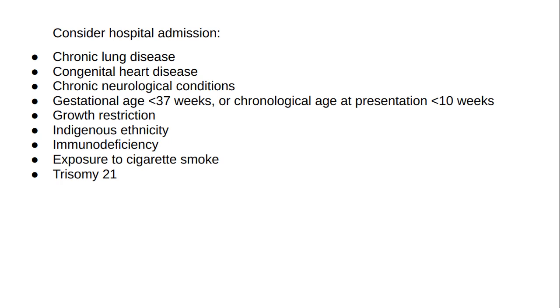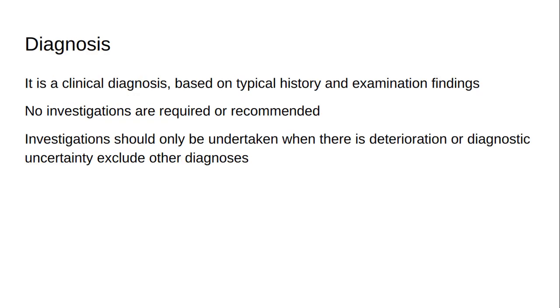Chronic lung disease. Congenital heart disease. Chronic neurological conditions. Gestational age less than 37 weeks, or chronological age at presentation less than 10 weeks. Growth restriction. Indigenous ethnicity. Immunodeficiency. Exposure to cigarette smoke. Trisomy 21. It is a clinical diagnosis, based on typical history and examination findings.